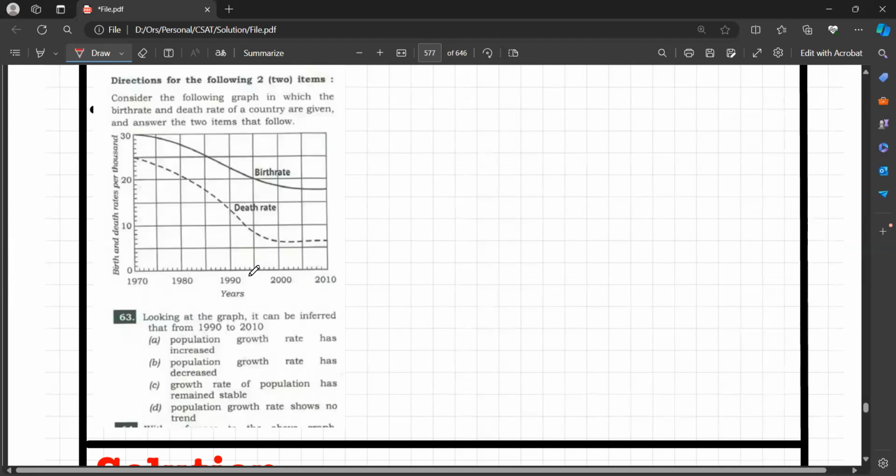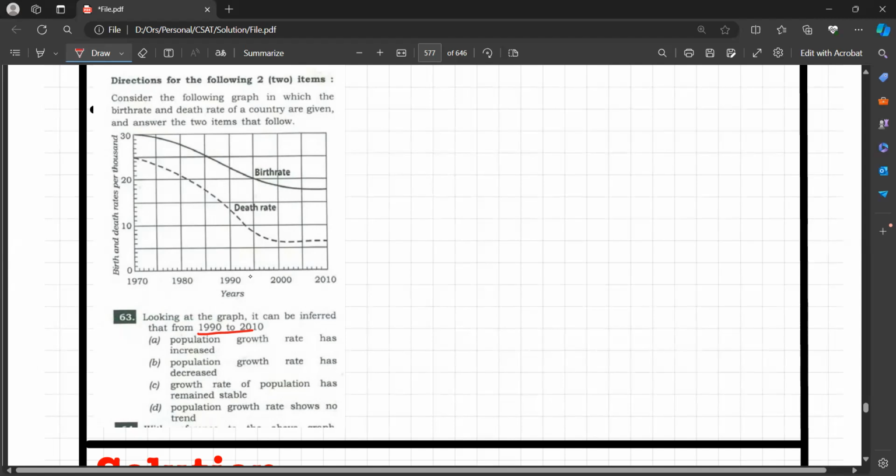Consider the following graph in which the birth rate and death rate of a country are given, and answer the 2 items that follow. Birth rate is given, death rate is given. Look at the graph. It can be inferred that from 1990 to 2010, population growth rate has increased. Can you say that population growth rate has increased?